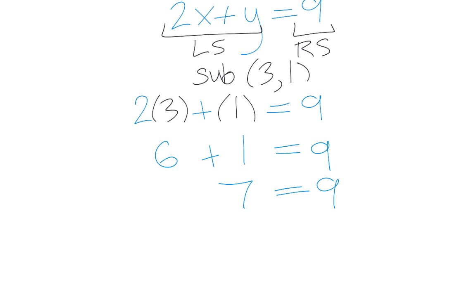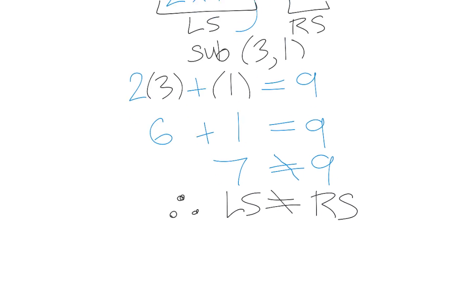But wait a minute, 7 equals 9? These two numbers are not equal. So I'm going to put a cross through that equal sign, which means left side is not equal to right side. So I'm going to write this. Therefore, left side is not equal to right side.